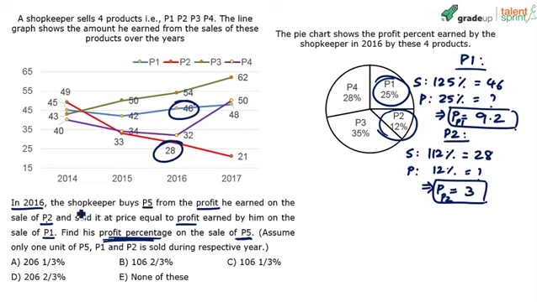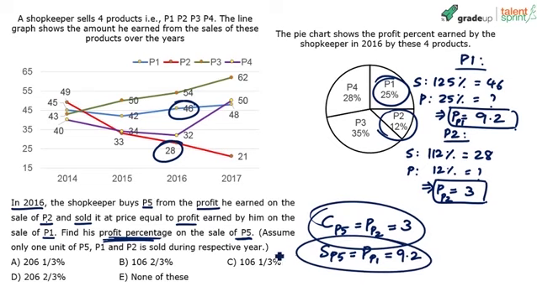Now what does he say? He's bought product 5. The shopkeeper buys product 5 from the profit he earned on sale of product 2. Which means I can say the cost price of product 5 is equal to the profit of product 2, which is 3 rupees. And he sold it at a price equal to the profit earned by him on product 1. So selling price of product 5 is equal to the profit earned on product 1. What is the profit earned on product 1? 9.2 rupees.